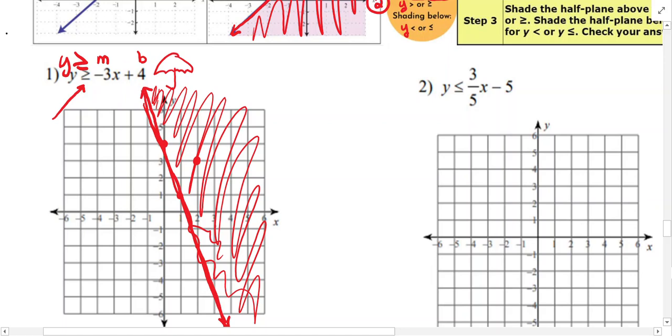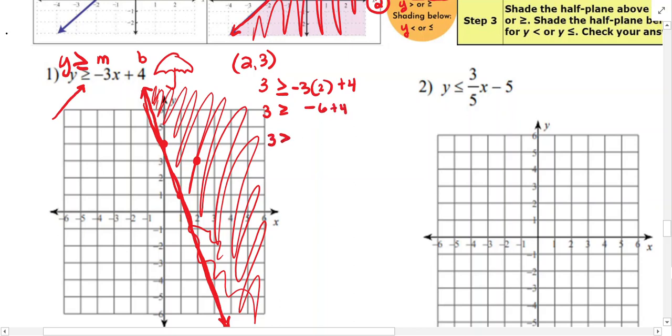What do you mean, Miss Medina? Let's see, this point is 2, 3. All right, so checking to see that 2, 3 is a solution. 3 greater than or equal to negative 3 times 2 plus 4. Okay, this is already simplified. What is this? Negative 6 plus 4.